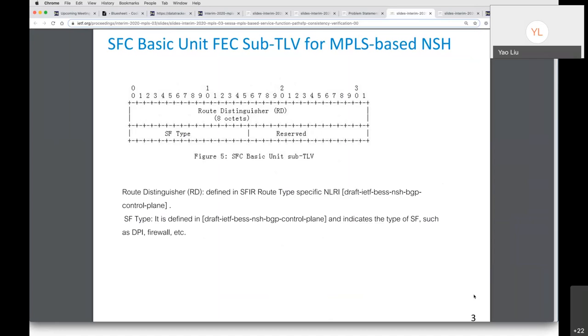And a node that receives an LSP ping with the new FEC sub-TLV will check if it is its RD and whether it advertised that service function type.